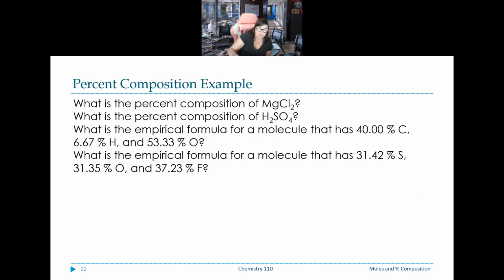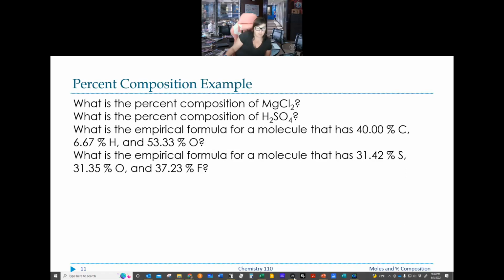Percent composition examples. What is the percent composition of MgCl2? I'll do a percent composition for H2SO4. I want to know what the empirical formula is for the molecule that has 40% C, 6.67% H, and 53.33% O, and an empirical formula for a molecule that has 31.42 S, 31.35 O, and 37.23 F. So let's start at the beginning and talk about what is the percent composition of MgCl2.